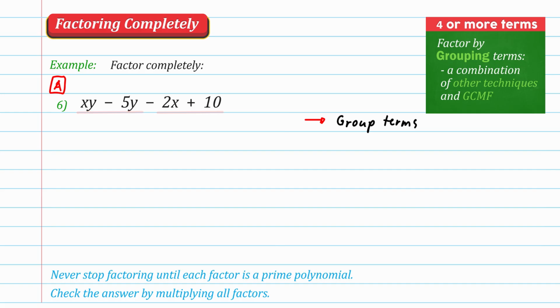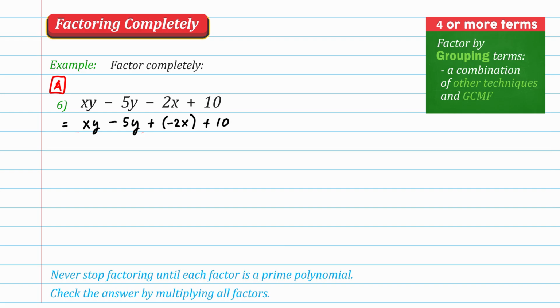We need to rewrite the expression slightly to make the grouping clear, especially when dealing with negative signs. We can rewrite the expression and convert negative 2x to plus quantity negative 2x. Remember that doing this still makes it equal to the original polynomial. So we now have xy minus 5y plus negative 2x plus 10.